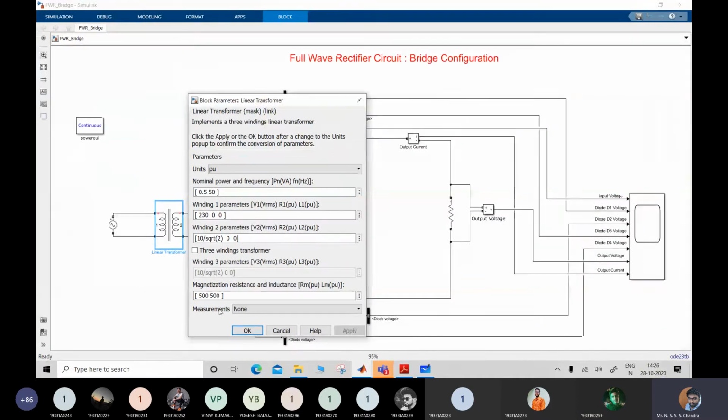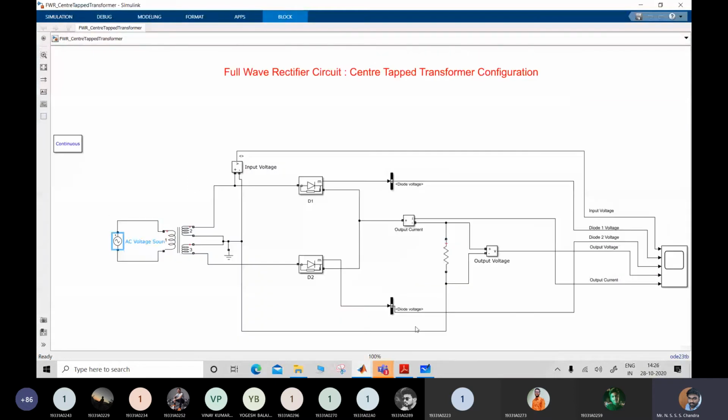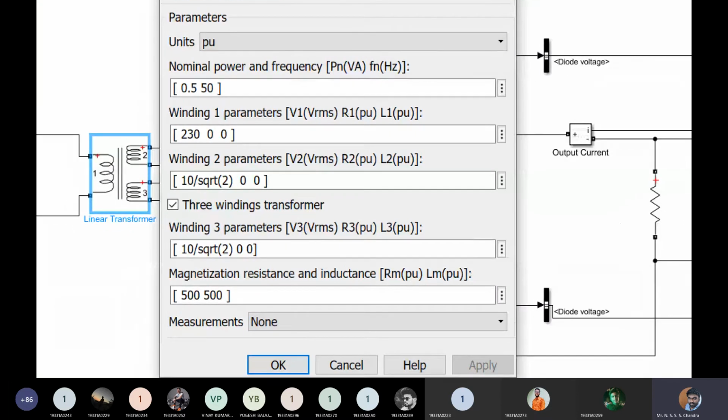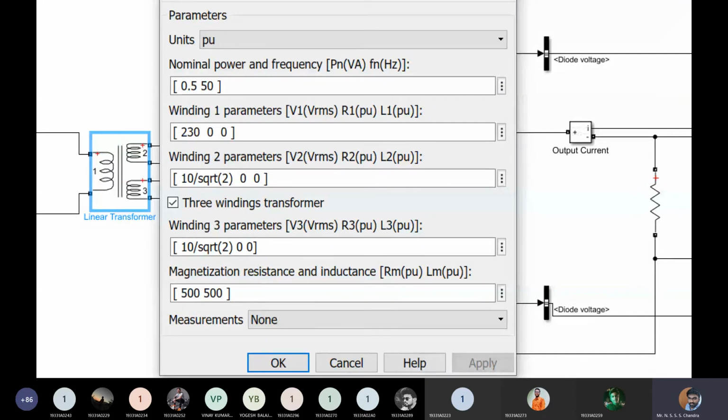Now in the center tapped transformer configuration, I am taking that three windings transformer also. And for both the winding 2 parameters and the winding 3 parameters, I am writing the same values. What's the value you are seeing? Please read it out. For winding 2 it is 10 by square root 2, and for winding 3 also it is 10 by square root 2. Can you see that? Yes, sir.